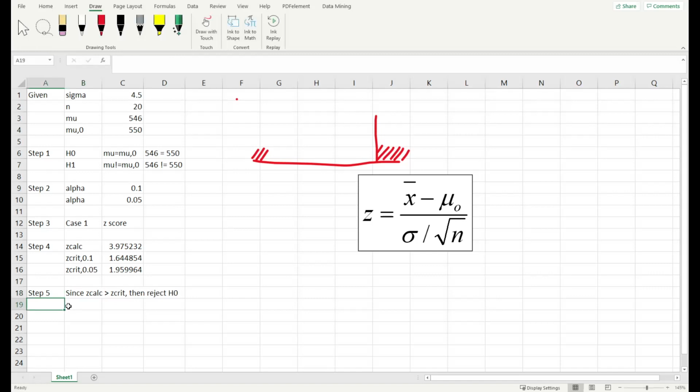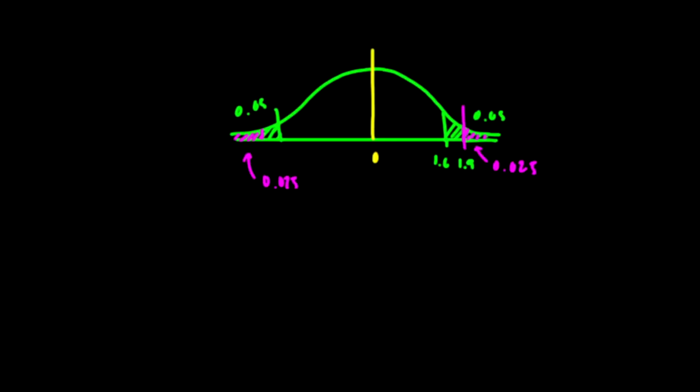Tama? So parang if we were to draw it dito, parang sinasabi natin is yung computed Z natin is 3.9, no? So let me use another color.